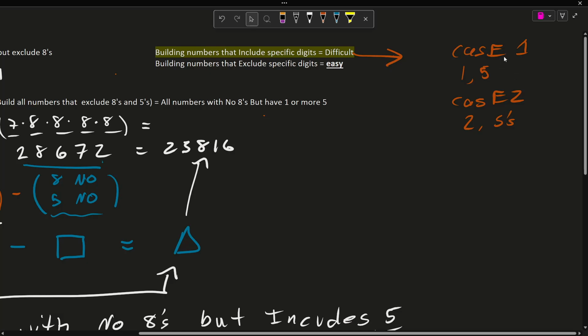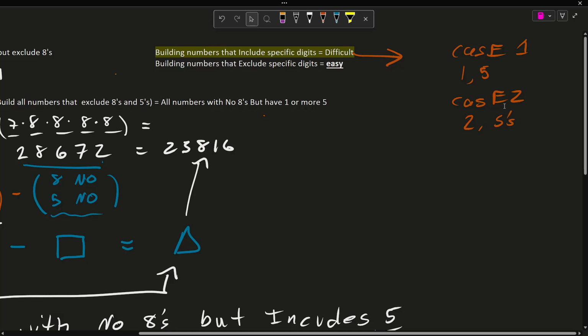And then of the case 1, where I have 1 5, I actually have to consider all of the numbers that have a 5 in the first position, and all the numbers that have a 5 in the second position, and all the numbers that have a 5 in the third position, fourth position, and the fifth position, and so I end up having to multiply it by 5, okay?